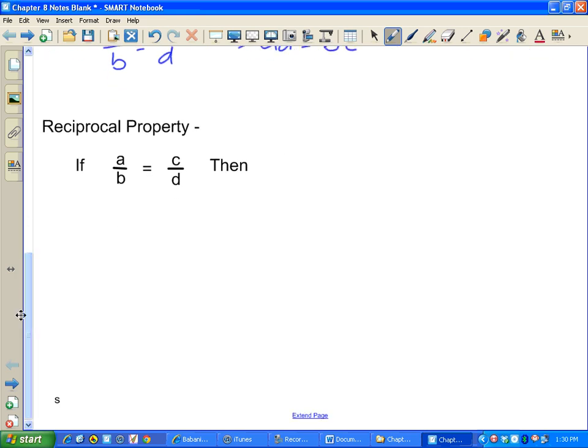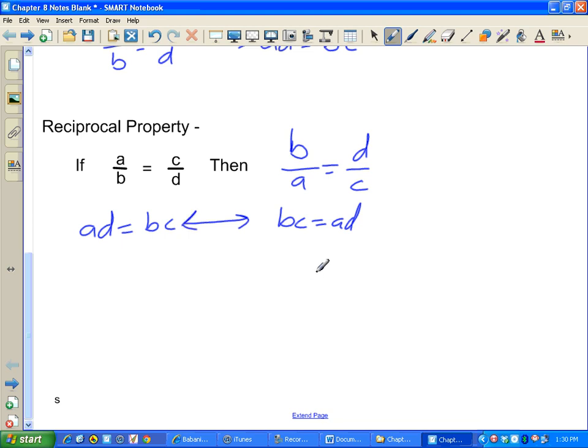Another property is the reciprocal property. If I've got A over B equals C over D, then I can reciprocate both sides of my equation, just like I can multiply both sides by 5 or subtract 3 from both sides. Reciprocating is another thing you can do to both sides of an equation. So I can say B over A is still equal to D over C. We can verify this with the cross product property, because if I multiply these, I get AD equals BC. If I use a cross product here, I get BC equals AD, and these are equivalent equations.